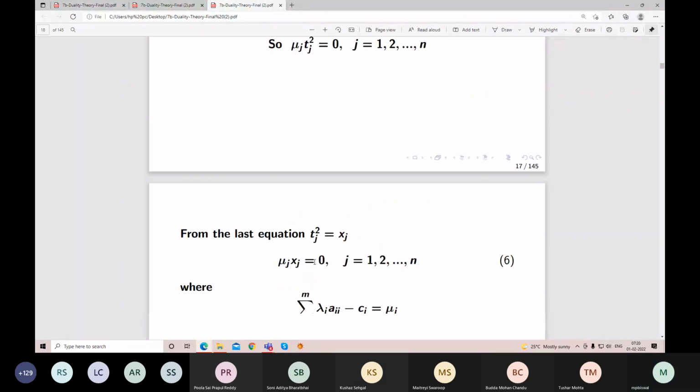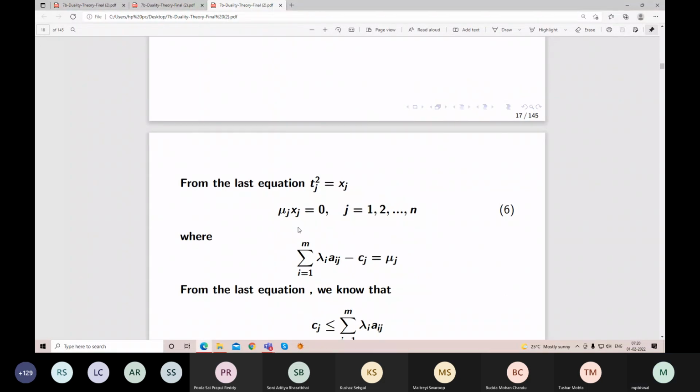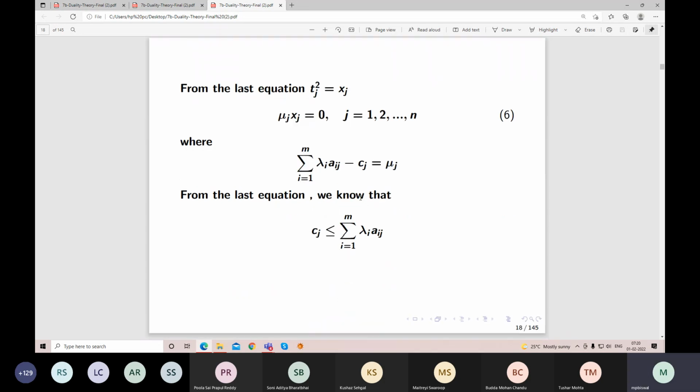So if you use summation over i varies from 1 to m lambda_i a_ij minus c_j equal to mu_j. But you see here, I have told the mu_j is a multiplier that is non-negative. So from this you can write in this manner. Right hand side will be, instead of equation, this will be greater than equal to 0. If that is greater than equal to 0, you take c_j to the right hand side, then you change the side. So you have c_j less than equal to summation over i varies from 1 to m lambda_i into a_ij.